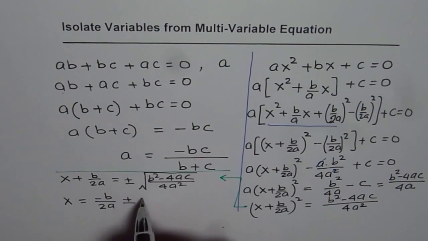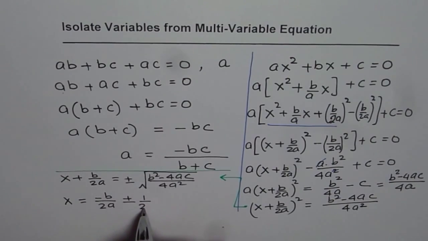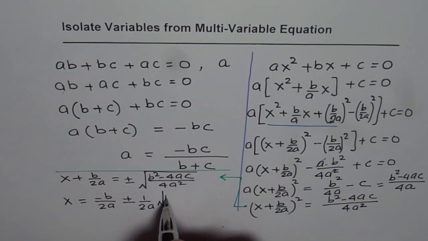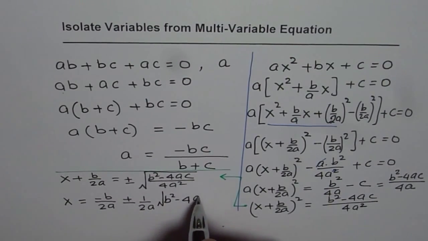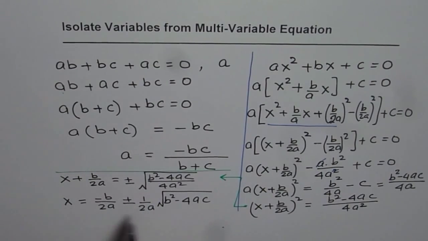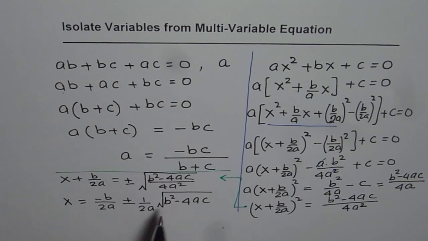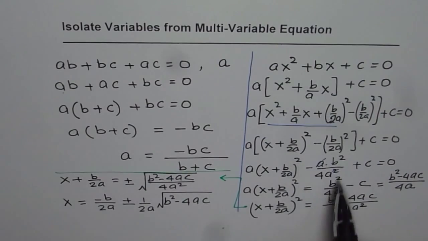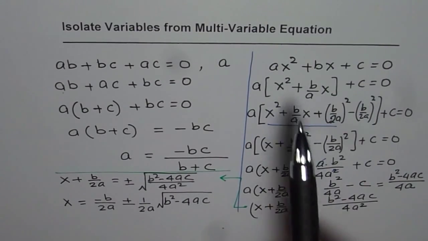So this could also be written as 1 over 2a, right? Square root of b square minus 4ac. Now that's a familiar formula, right? So minus b plus minus square root of b square minus 4ac, everything divided by 2a, the common factor. Do you see that?